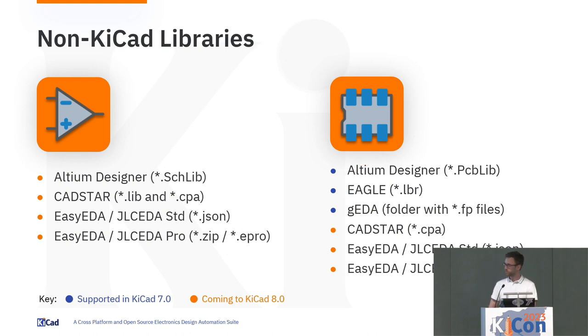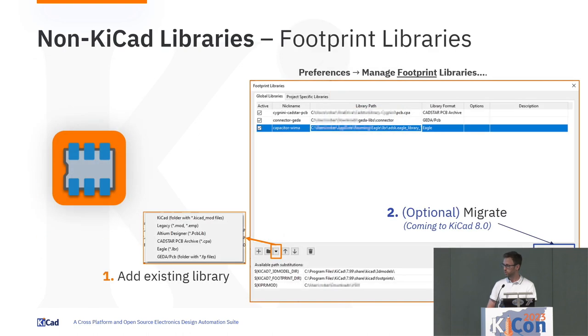So how do you go about using these? As I explained, you've got your library table. If we start with footprints, you go to Preferences, Manage Footprint Libraries, and you want to use one of these non-KiCad libraries. You just hit the little arrow key, add your footprint library, whichever file format it is, and that's it. You can just use it as it is.